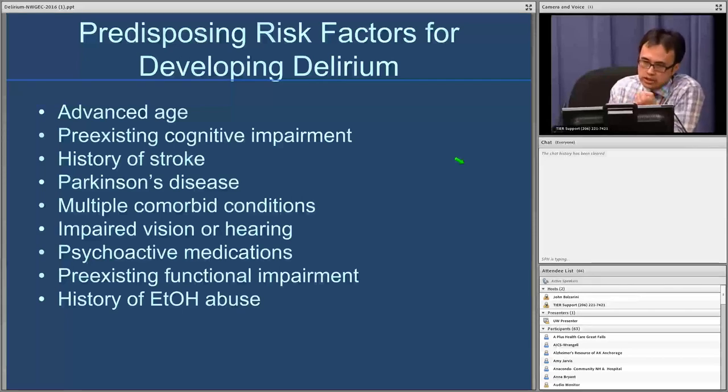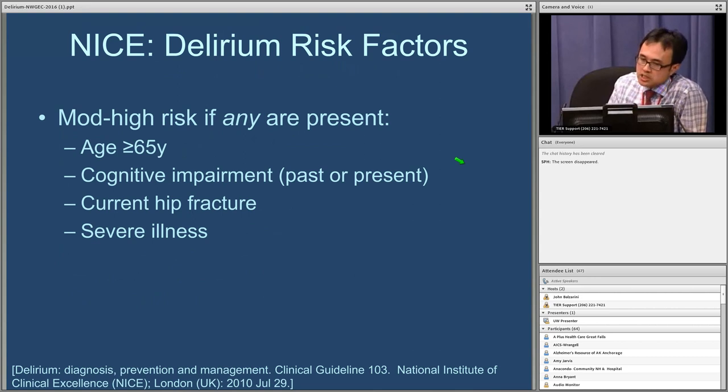Okay, so before we move on to that, this is a huge list of predisposing risk factors for developing delirium. Of course, this is a talk about delirium in older adults, so it's advanced age. Pre-existing cognitive impairment is also a huge risk factor. Any history of neurodegenerative disease, such as Parkinson's, or a history of prior strokes. Comorbid conditions, and that just means any type of past medical history. Impaired vision or hearing, any CNS active medications, any pre-existing functional impairment, and a history of alcohol use, too. So there are a lot of predisposing risk factors out there.